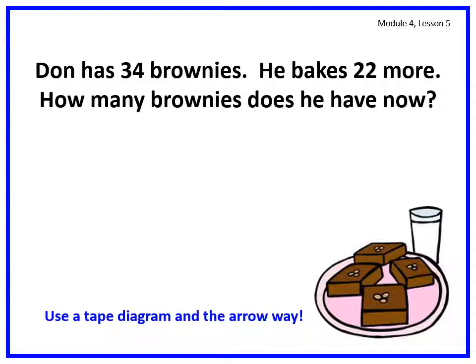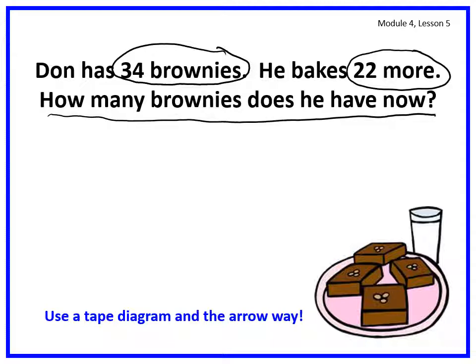So if you look at this story problem, it says, Don has 34 brownies. He bakes 22 more. How many brownies does he have now? So remember, you're going to go back through, and after you read it, you're going to go ahead and circle that important information. So he has 34 brownies. He bakes 22 more. How many brownies does he have now?